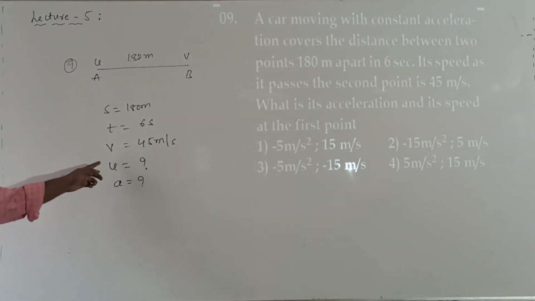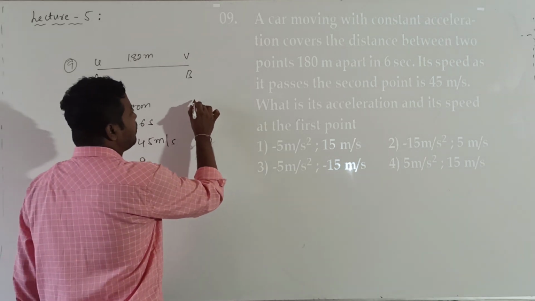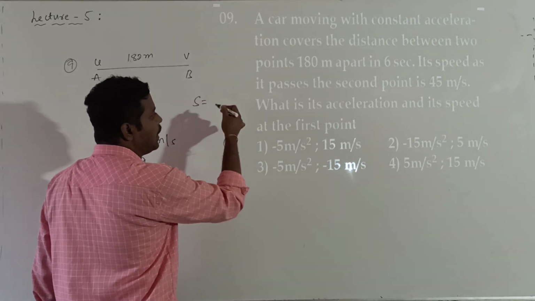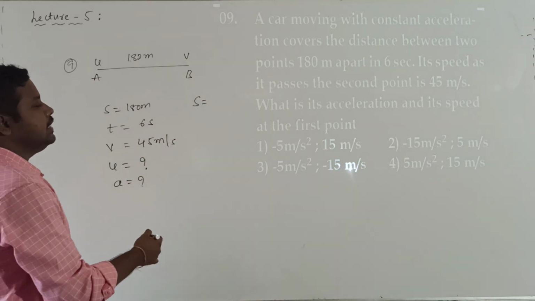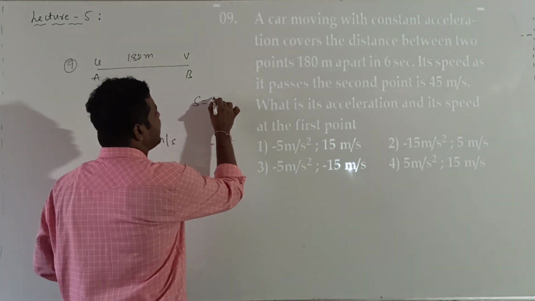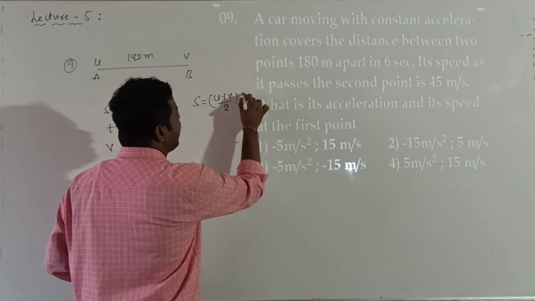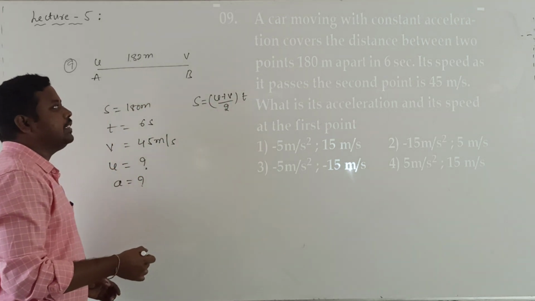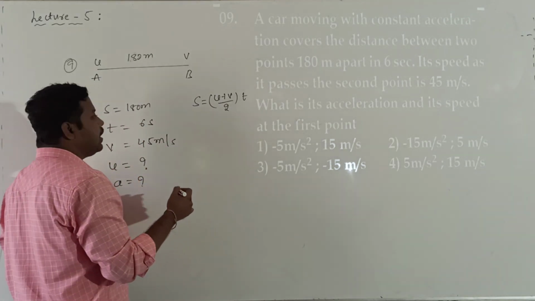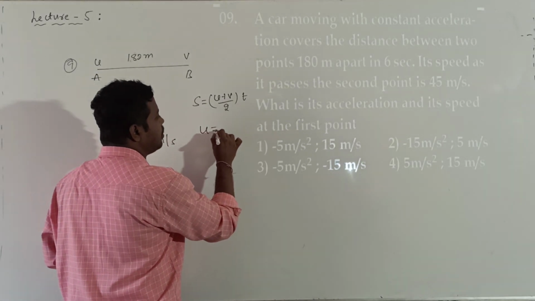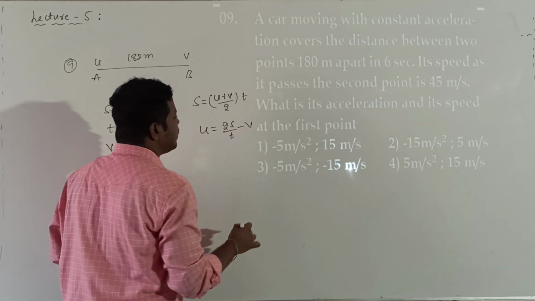Now we want to calculate the value of u, then we want to calculate the value of a. For calculating u, I am writing a formula. Displacement is equal to velocity into time. But which velocity can I consider, the u value or the v value? Whenever two velocities are given, I can consider the average velocity, (u plus v) by 2, into t. So generally we can write s is equal to (u plus v) by 2 into t. From this I want to calculate the u value. So I will get u is equal to 2s divided by t minus v. So this is the u value.